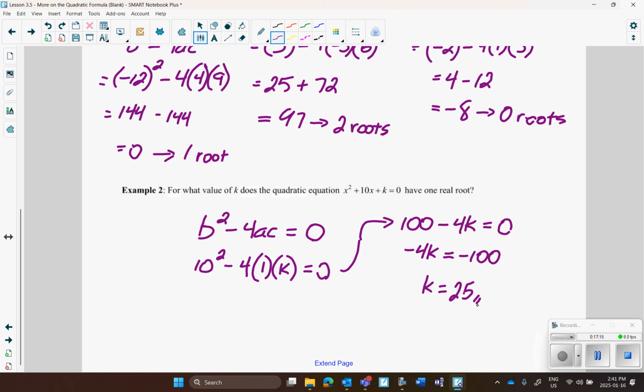Okay. I mean, I could have asked you for what value of k would it have two roots. Then you'd have to put a greater than sign. Do you remember how to solve those? But we're not going to worry about that.